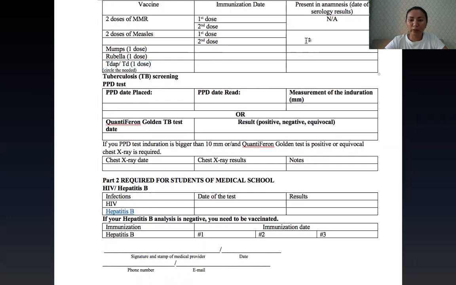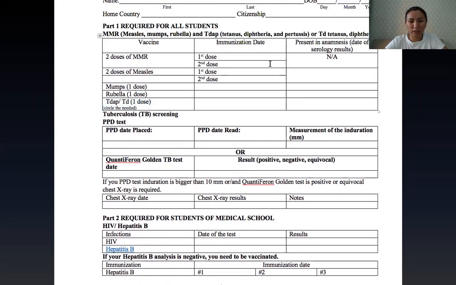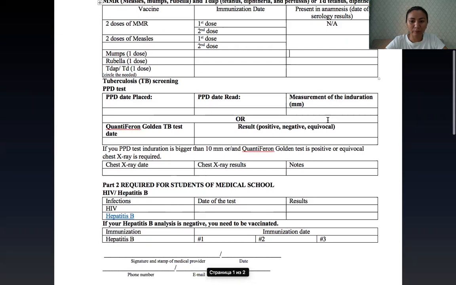And the next point: if you were sick with one of these infections, you need to undergo a serological test and show us the proof that you had these diseases in your history. And we need to see the date of the serological tests and the results.